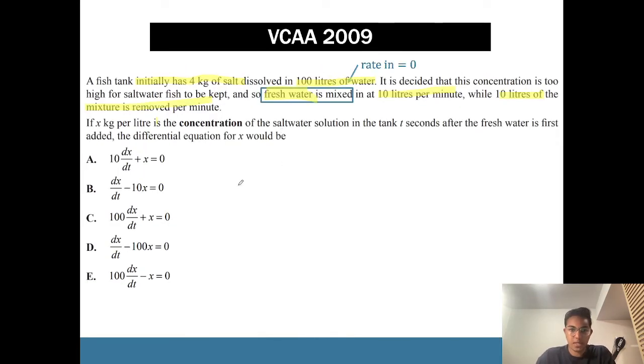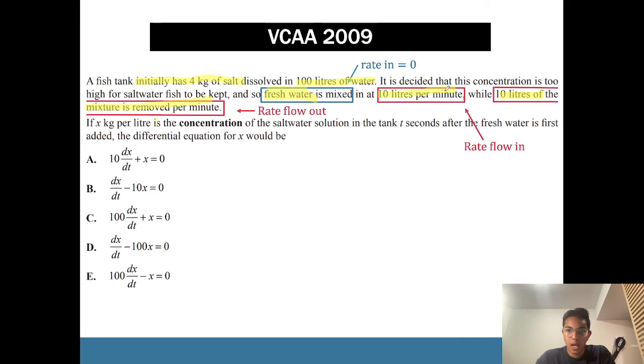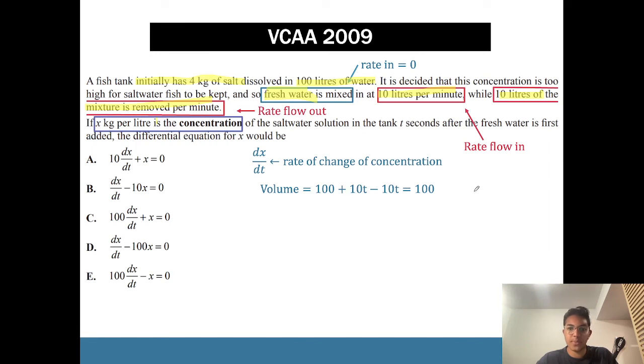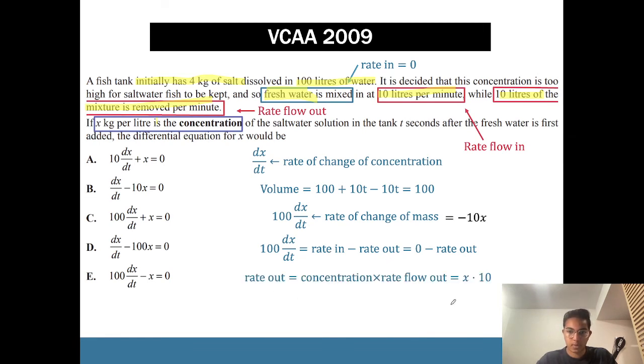Alrighty. So the first step here is to identify what our rate in is. So identify that rate in was 0. This is our rate flow in, and this is our rate flow out. And this is just simply the amount, like the volume change, right? So rate flow in is equal to the rate flow out, so there is no volume change. So dxdt is the rate of change of concentration. And so our volume is going to always be 100, right? So it's 100 times the rate of change of mass. And since what's going in is 0, all I have to do is sub my values in. And so rate out is equal to concentration times rate flow is equal to x times 10. And resolve, and this is what I get. And so the answer here was A.